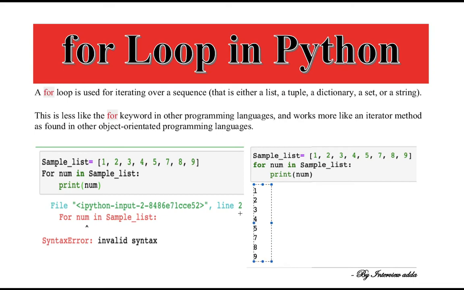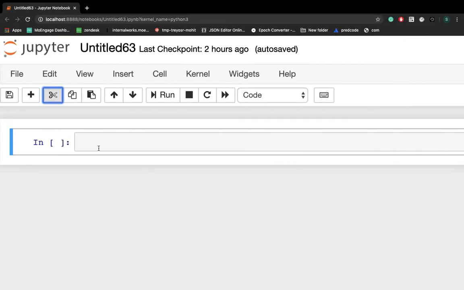Let's explore this concept in a Jupyter Notebook in order to build a deeper understanding. We're going to discuss a couple of examples, and I think by the end of this video you will have a fair understanding of the concepts around the for loop. So let's not waste our precious time and just get started. Here I'm using Jupyter Notebook.